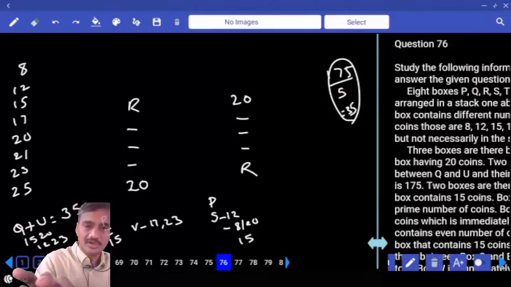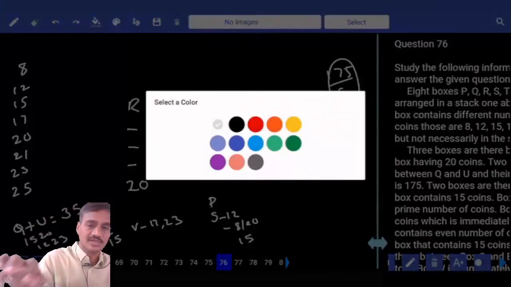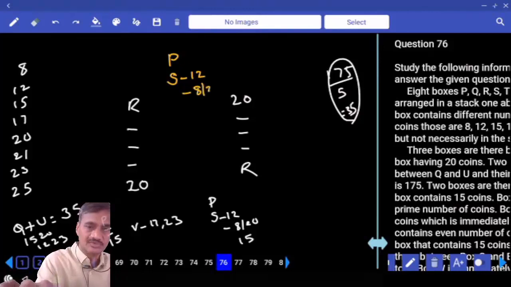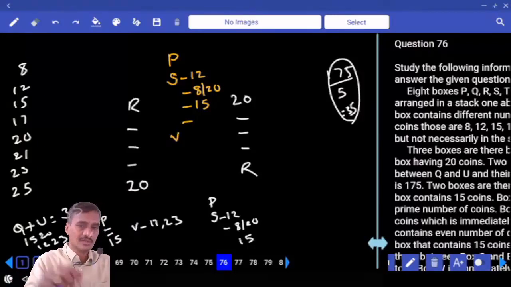3 boxes. Now if you start with this one, then the possibilities start just now. Because you have S here, now we need to discuss this V as well. S is 12, and below this 12 we need to have either 8 or 20, and after this one, what is the box we have? 15. Now between S and V, how many boxes? 3 boxes. 1, 2, 3, one more box is here. Now V must be at this place. Clear?